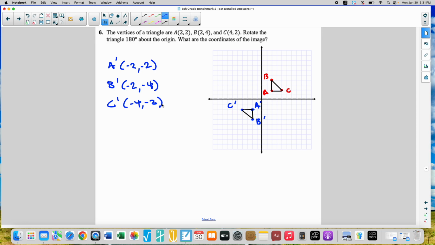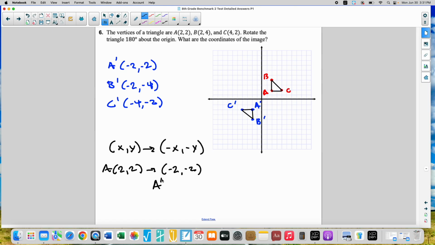So when we rotate it 180 degrees, that transformation looks like this: opposite of x, opposite of y. That's easy. So when we plug in the point A, which is (2, 2), opposite of 2, opposite of 2, that should be my A prime, and it is A prime. Good.